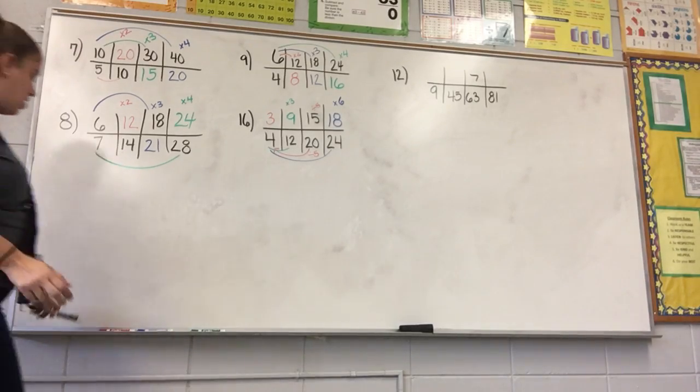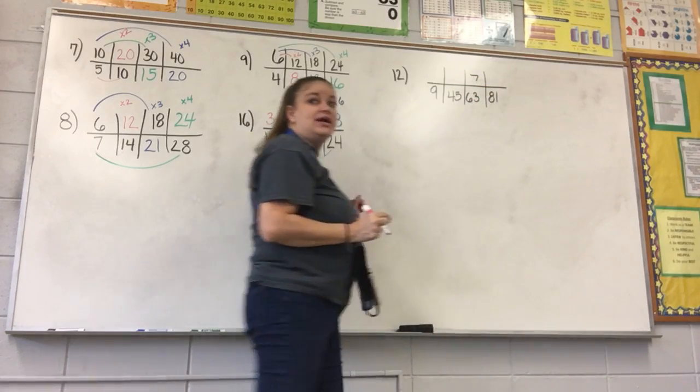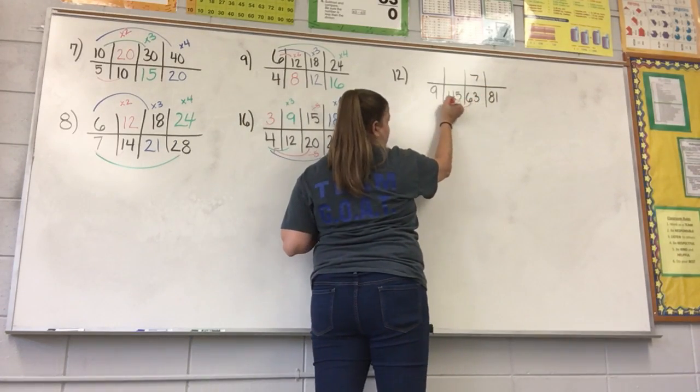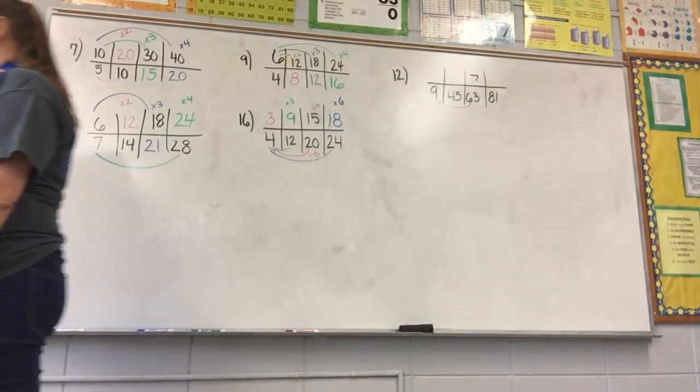Okay, I'm going to help you out. My full ratio is 7 to 63, correct? So I need to know, what did they do to 63 to get 9? Go ahead and try to see if you can figure it out from there.